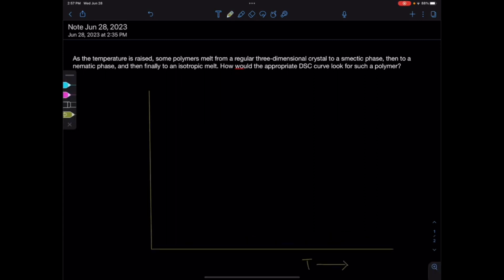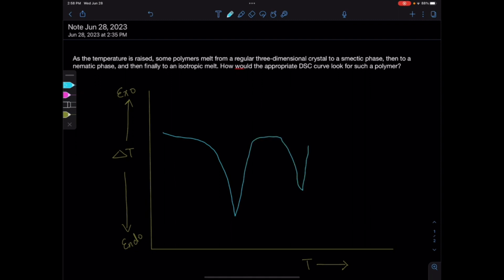This is the temperature axis, delta T here. So there would be three peaks. First is the transition to the smectic phase, and then the transition to the nematic phase, and then the transition to the isotropic phase. So let's call it A, B, and C.